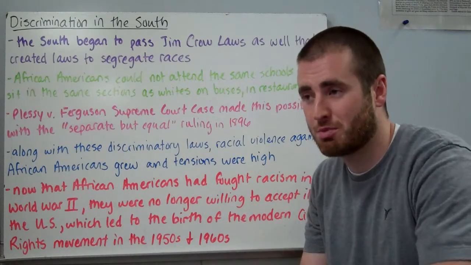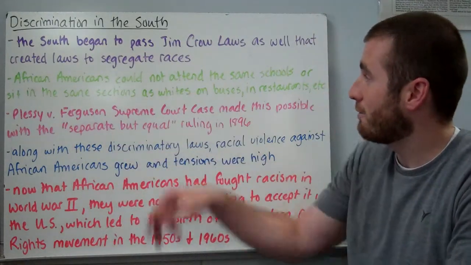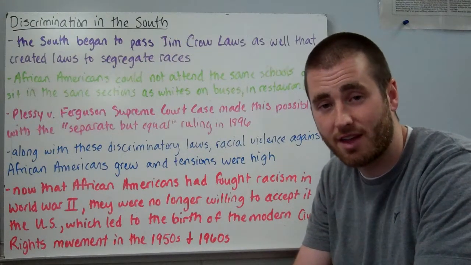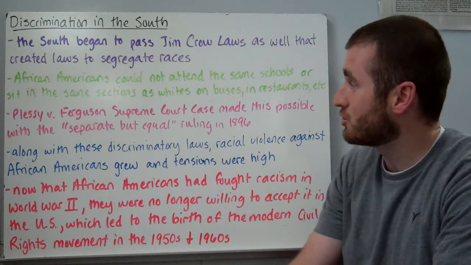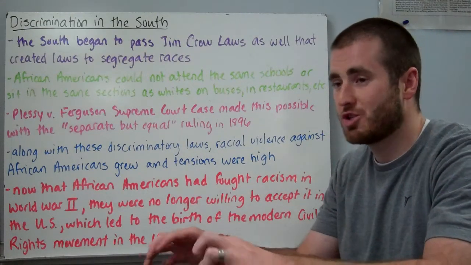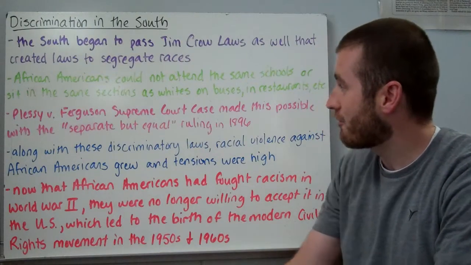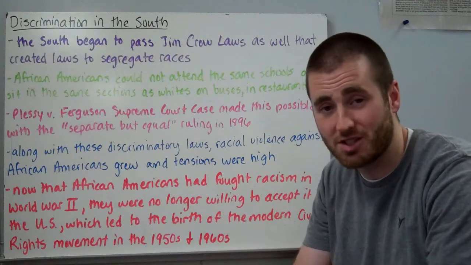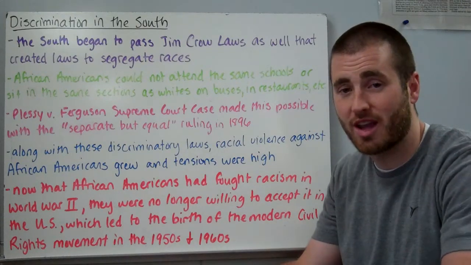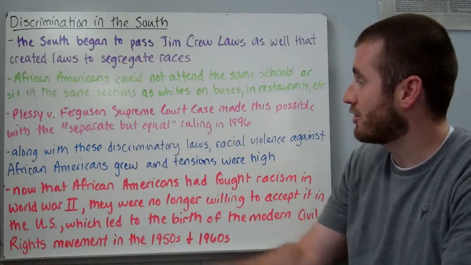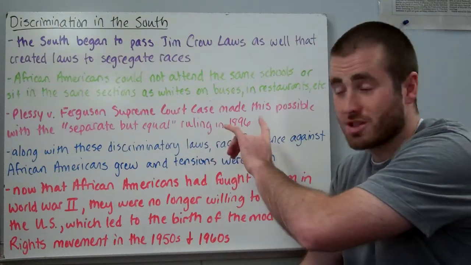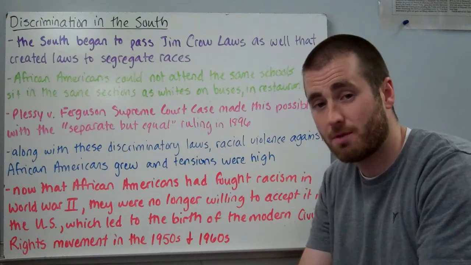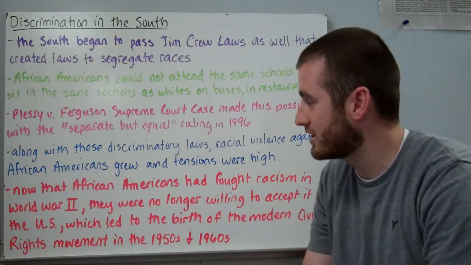So how do we get to progression of equal rights? The South began to pass Jim Crow laws, which is another way that groups of people began to segregate and discriminate against African Americans. These laws were created to segregate races down in the South. African Americans could not attend the same schools, they couldn't sit in the same sections in restaurants and movies, on buses, whatever the case was, they had to be in separate places. The Plessy versus Ferguson court case made this possible because they ruled separate but equal, so as long as you were equal, you could be separate. Obviously we know that's not true.